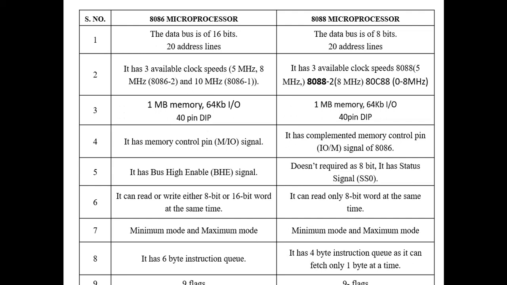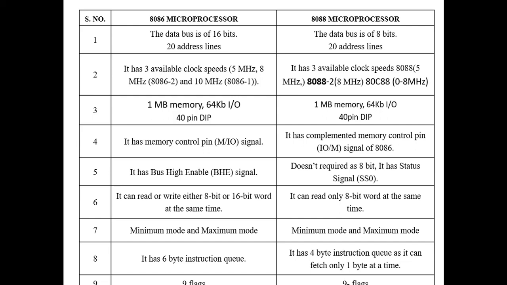In the case of 8088, the data bus is only 8 bits. We have already seen the data bus of 8086 is 16 bits, but here it is only 8 bits. Then the address lines are the same for both. That means 8086 has 20 address lines and 8088 also has 20 address lines. And three clock speeds are available: 8088 at 5 MHz, 8088-2 at 8 MHz, and 80C88 at 0 to 8 MHz. Since it has 20 address lines, it can address 1 MB of memory space.